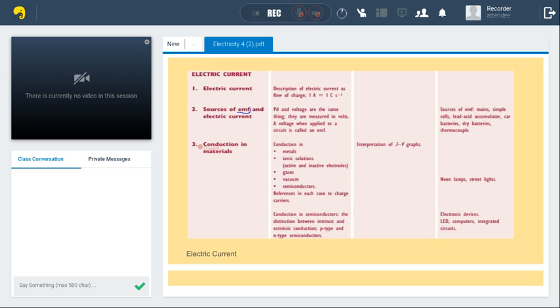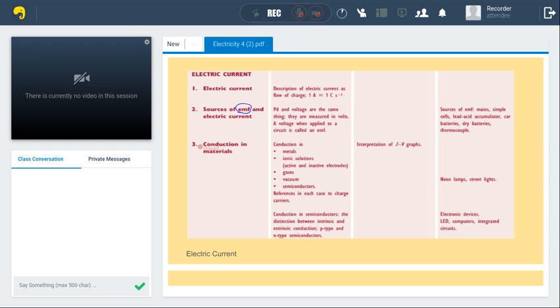Sources of EMF. Now, EMF was electromotive force. It was yet another way to describe voltage. So an EMF could be described as a third way to describe it. An EMF would really be when we're applying that voltage, that potential difference, to a circuit. We need to talk about where that comes from. And then lastly today we want to look at conduction.